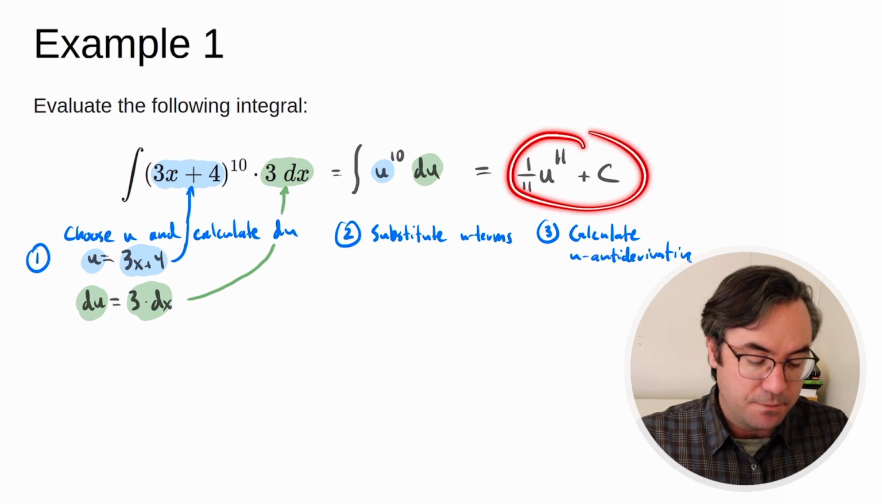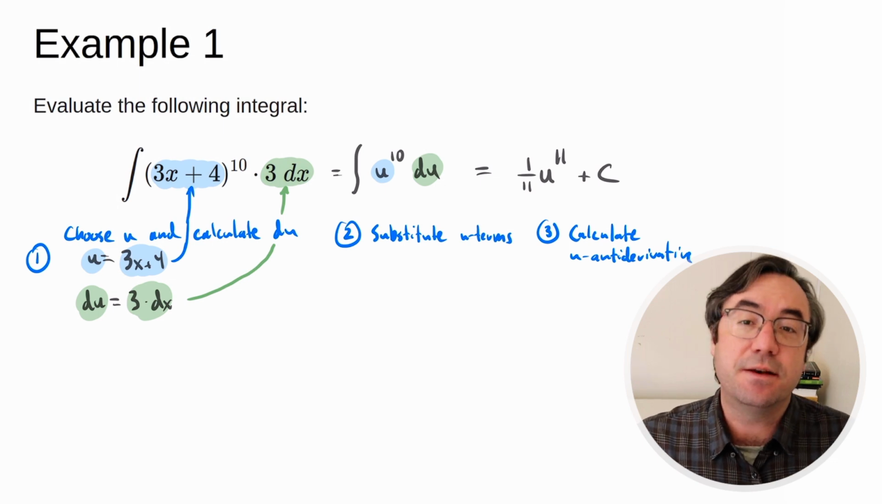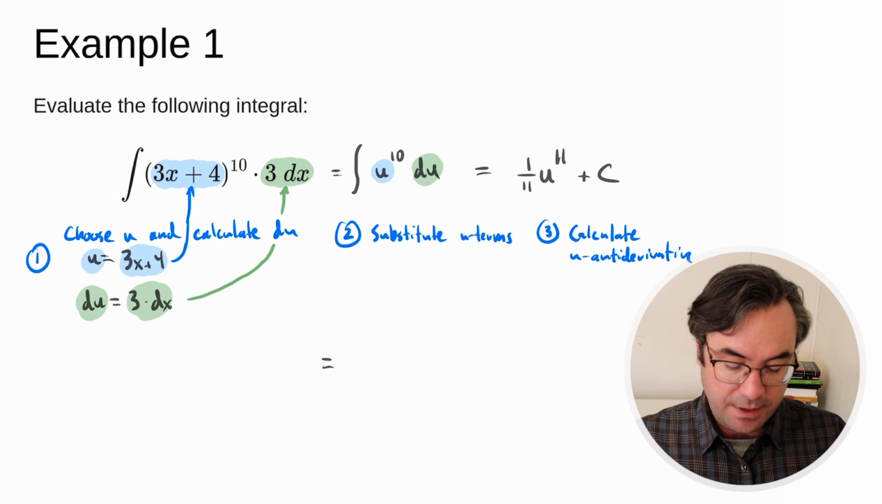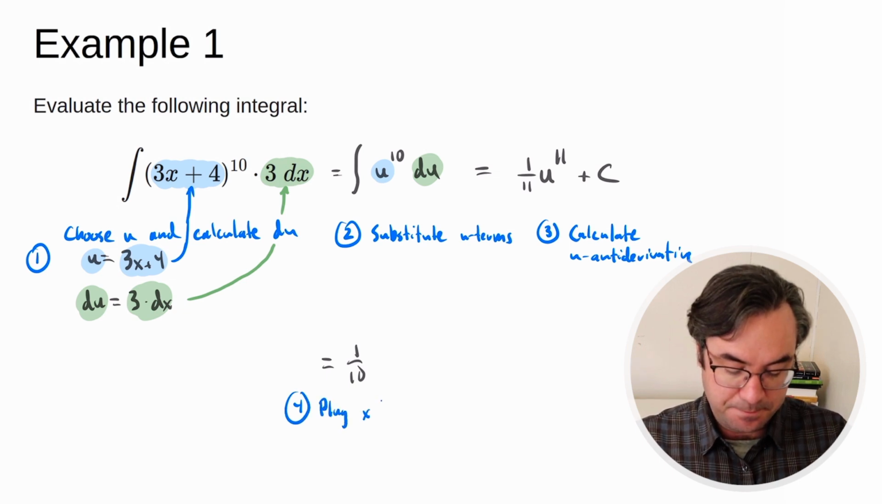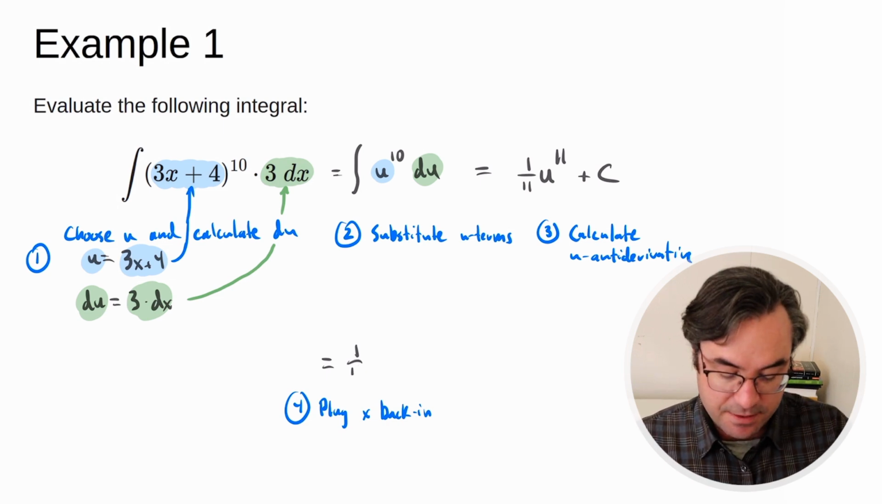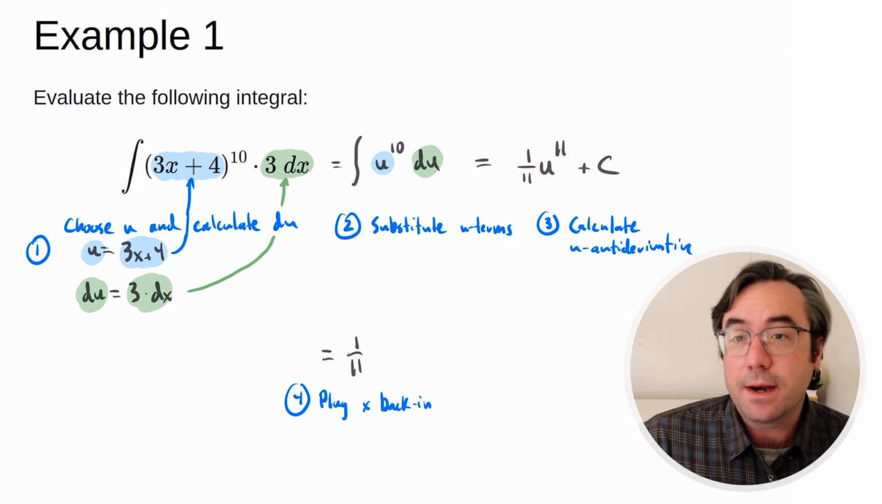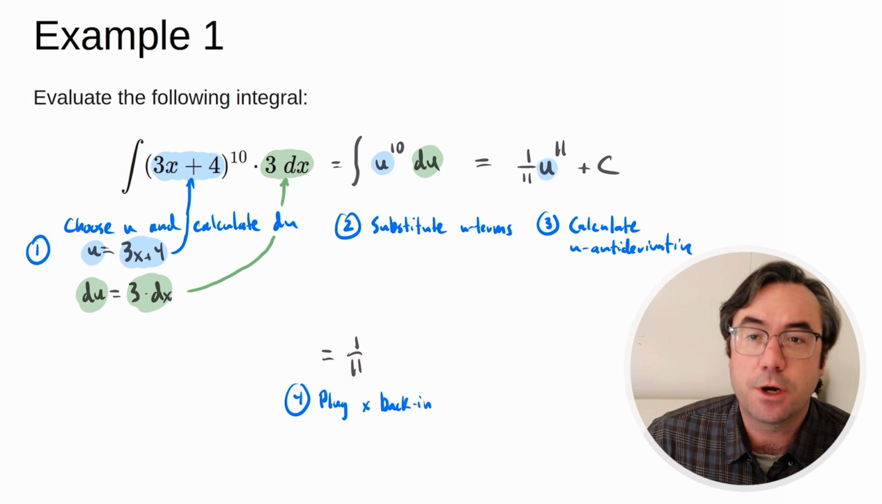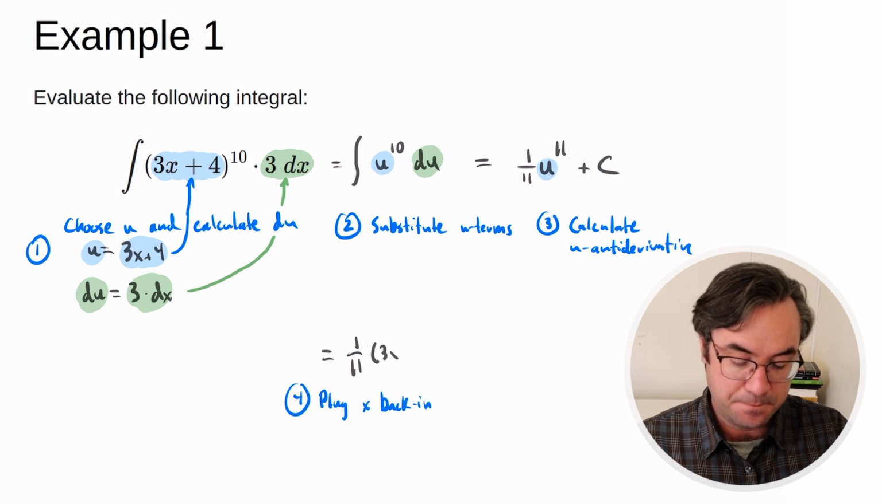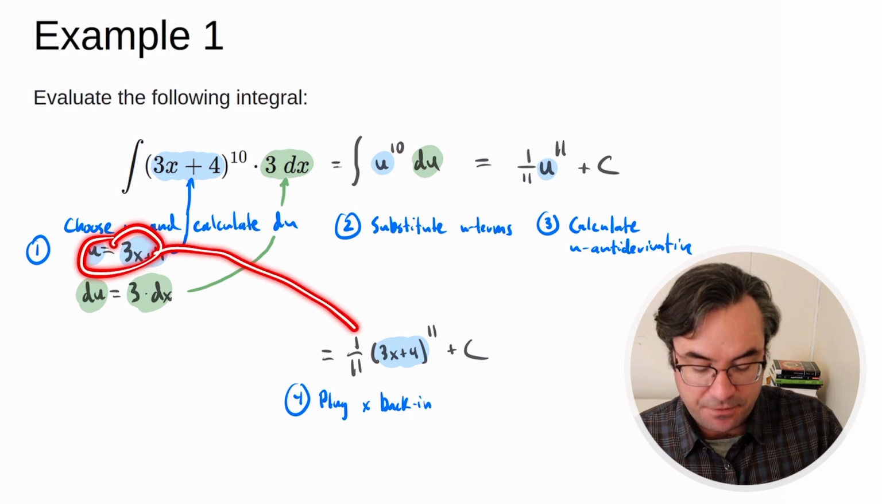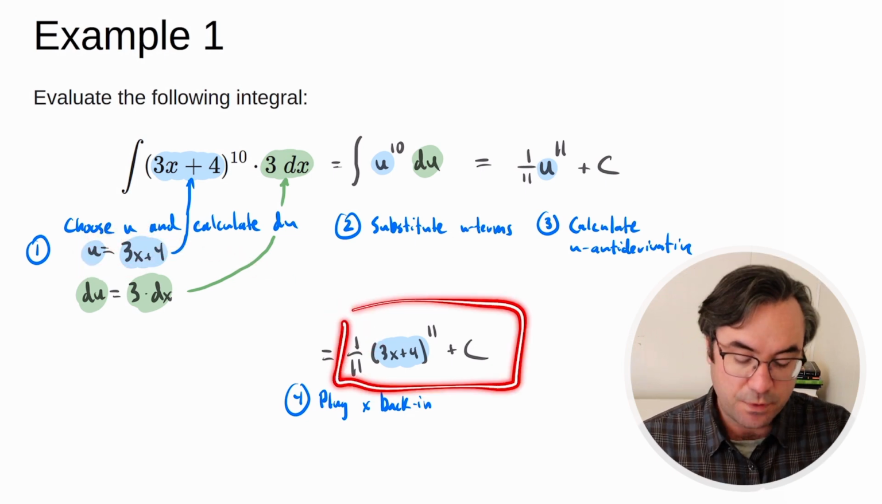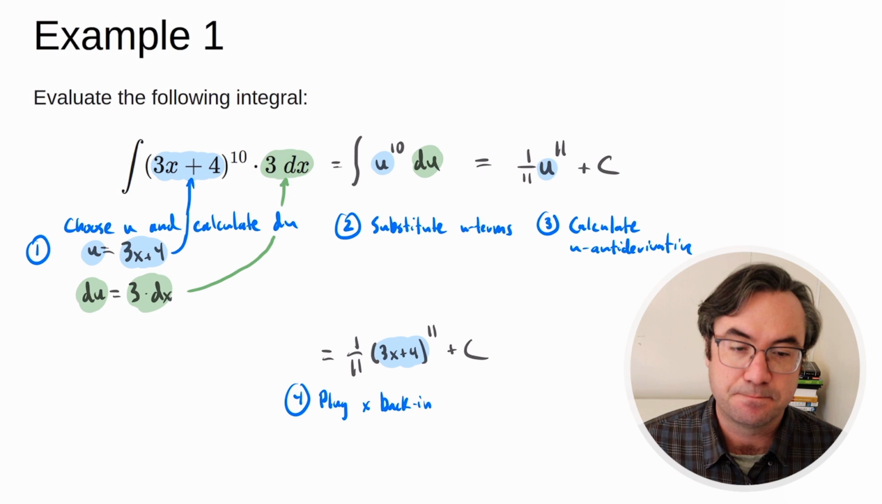And then we're almost there. So our last step is to then get back to x. So our last step, step 4, is plug x back in. All right, so not 1 over 10. It's going to be 1 over 11. And instead of that u, we want to go back. So we'll put our parentheses 3x plus 4 there, our original choice for u. So we're just plugging that back in. So we had a u up in our antiderivative here, and then I'm just filling that piece back in. And there we go. We've got our antiderivative now in terms of x. So that's the idea.